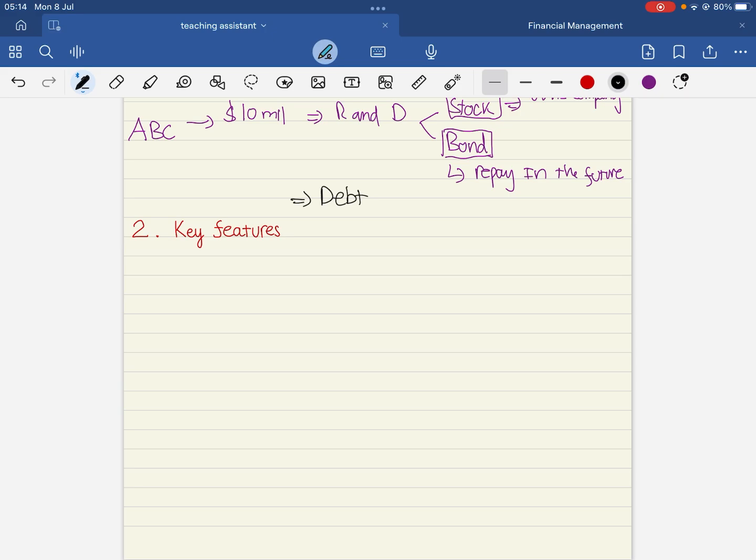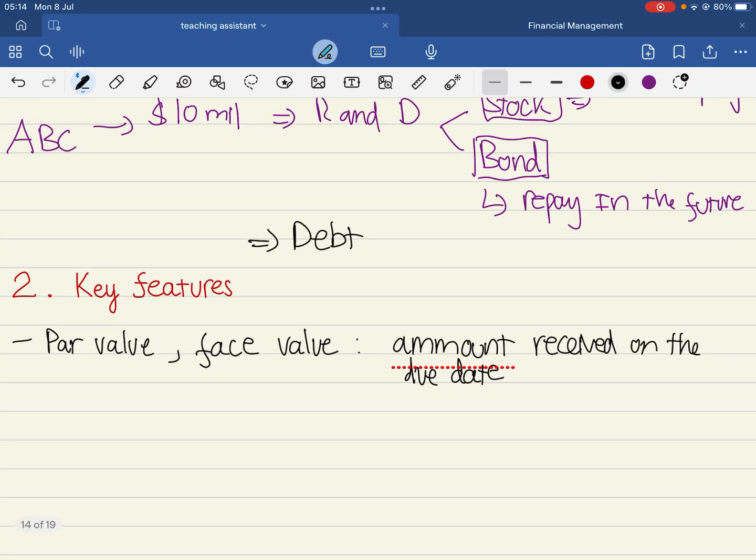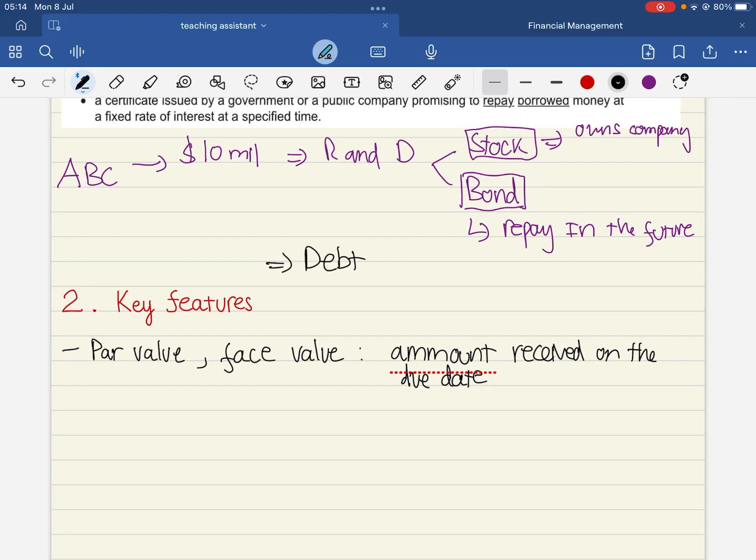So there are four elements related to bonds. The first feature is the par value. The par value is also called the face value, and this is the amount of money that we receive on the maturity date, on the due date. So this is the amount of money that we let a company borrow, and the company on the due date will pay us back this amount of money.